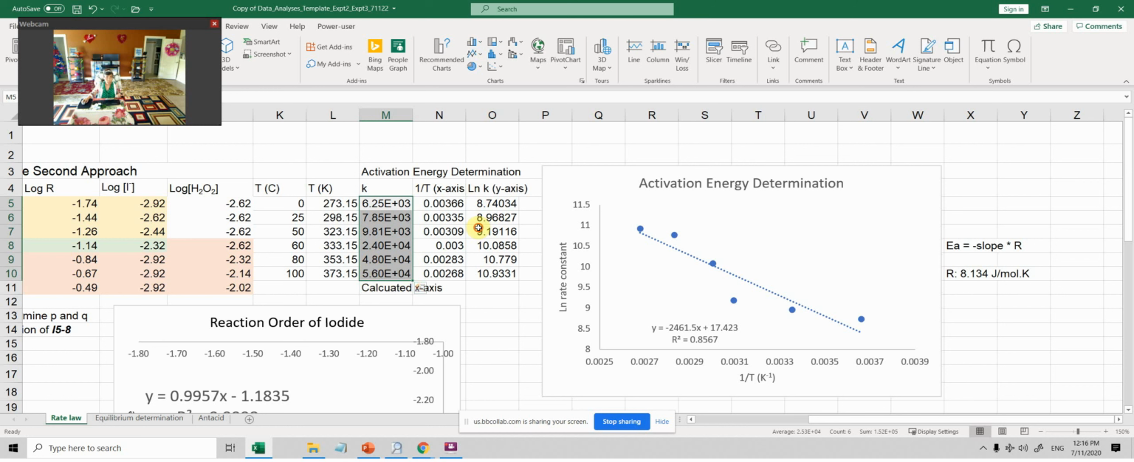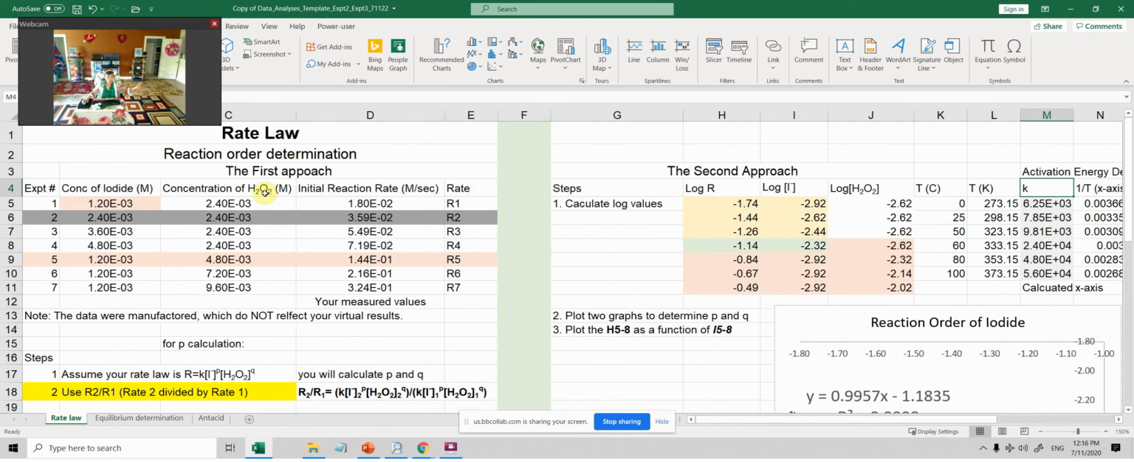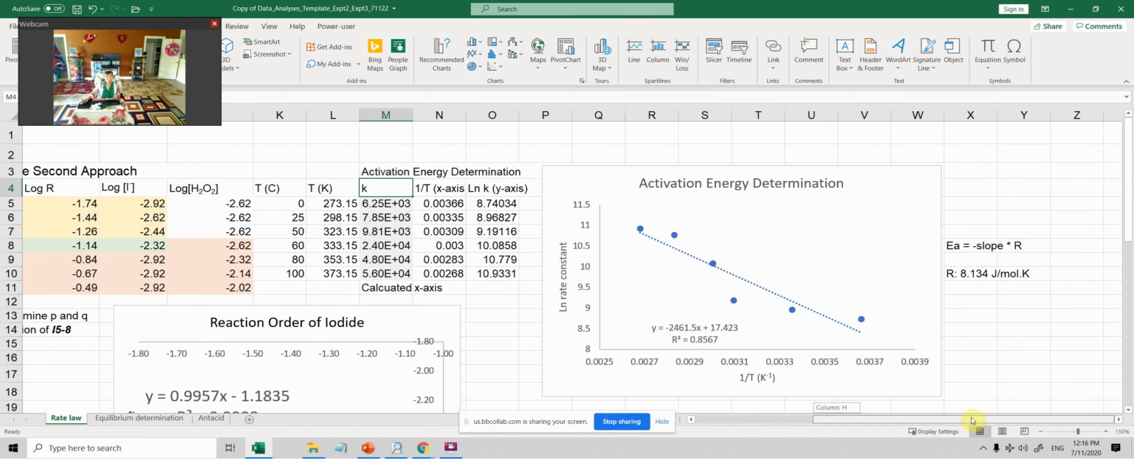This k, you calculated the same way as what you did for the previous, for these different groups. And then you are going to plot the ln k as a function of 1 divided by temperature, 1 over absolute temperature, the reciprocal. And then you plot another graph by these two groups of data. Also, you find your best fit line.